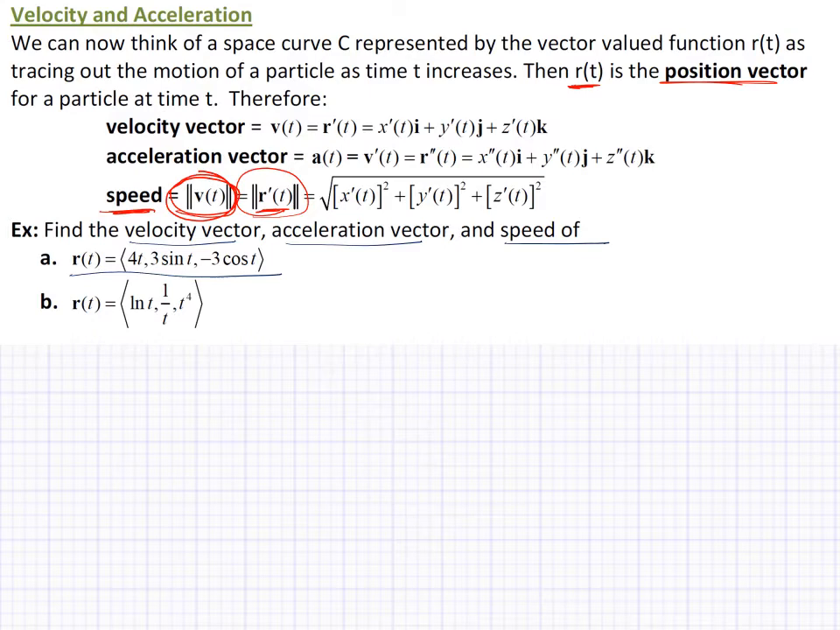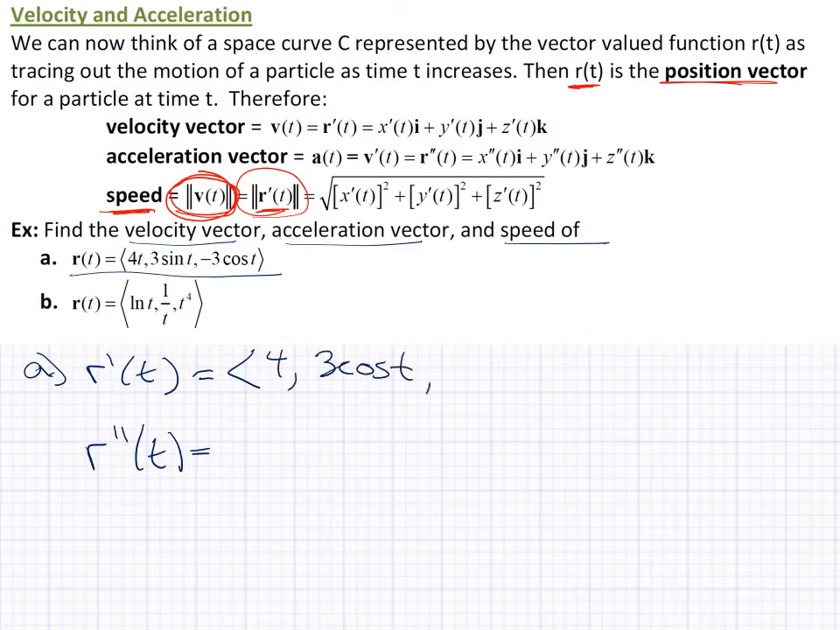So very simply, for A, we would just have to figure out what r prime is and what r double prime is. That would give us our velocity and acceleration vectors. This should be very easy to do. We do it component by component. So what we get is 3 cosine t, and this would be 3 sine t. That would be our first derivative. That's our velocity as a vector valued function.